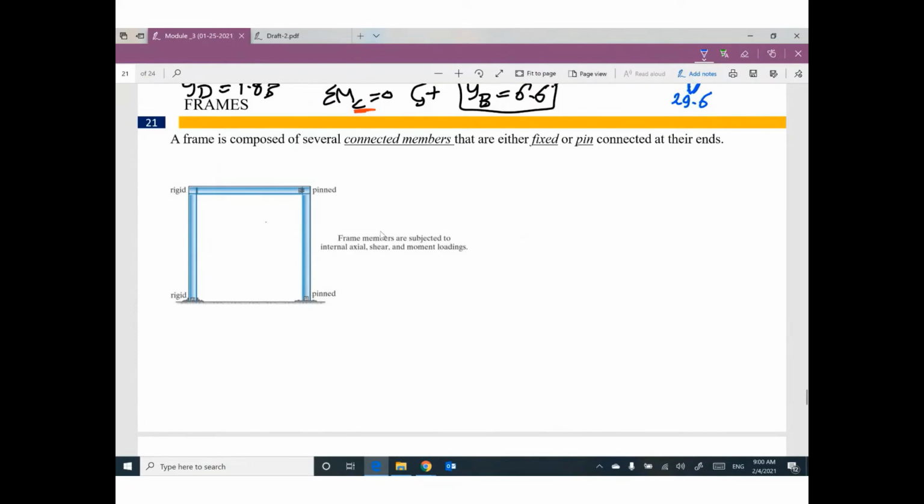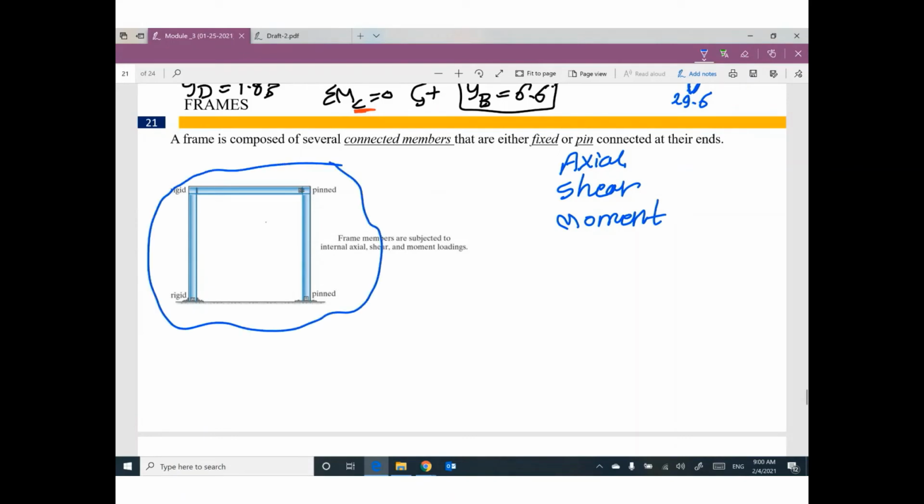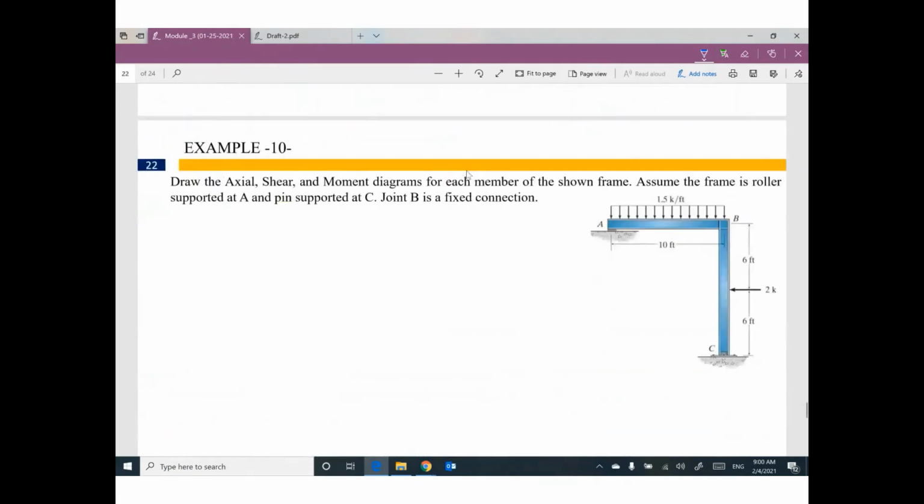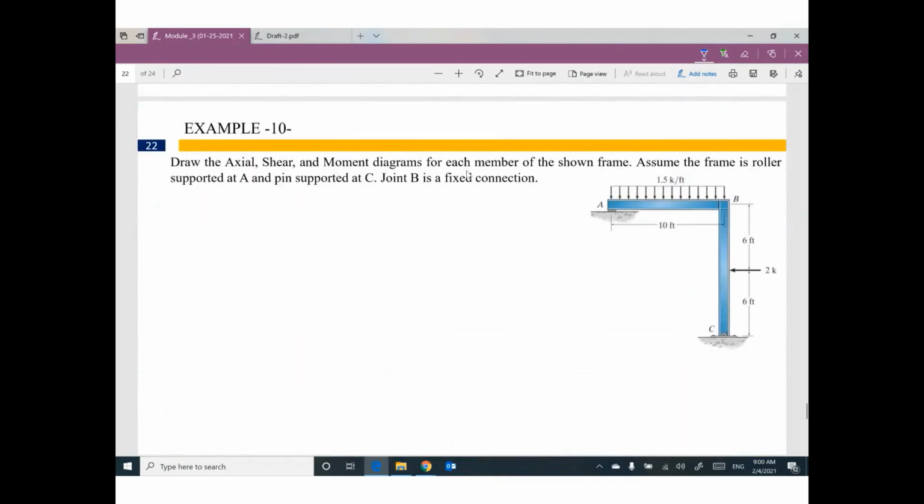We need to figure out how to draw the axial force, shear, and moment diagrams in the case of frames. It's very simple, nothing new except one step. Let's see. We have this frame, and we are looking to draw the axial, shear, and bending moment diagram. First step, you need to figure out the reactions.